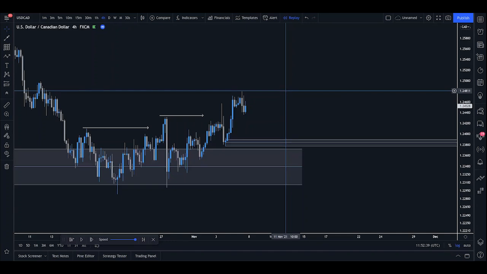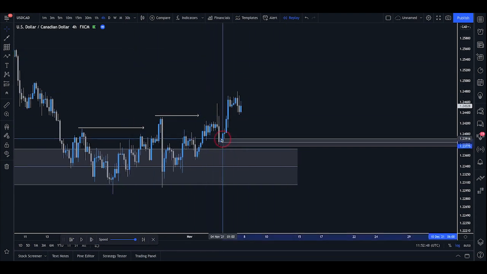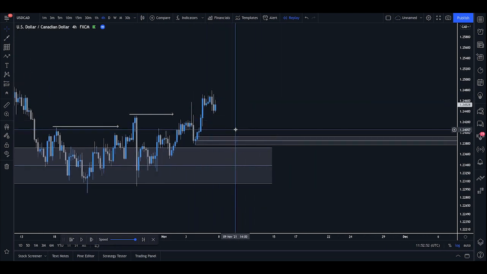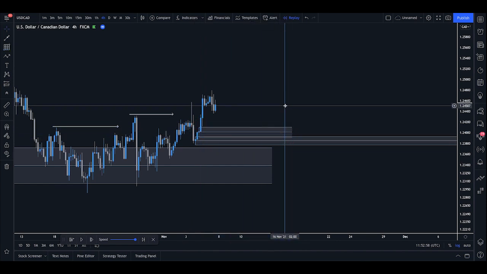So when it comes to finding entries, it very much comes down to what we spoke about towards the end of the previous video. We have our setup formulated on the higher timeframes, and now we want to find the best place to buy or sell from. Following on with this USD CAD buy idea that we spoke about, we can see that we do have those two intertwining zones, and this makes it a little bit tricky to know the best place to buy.